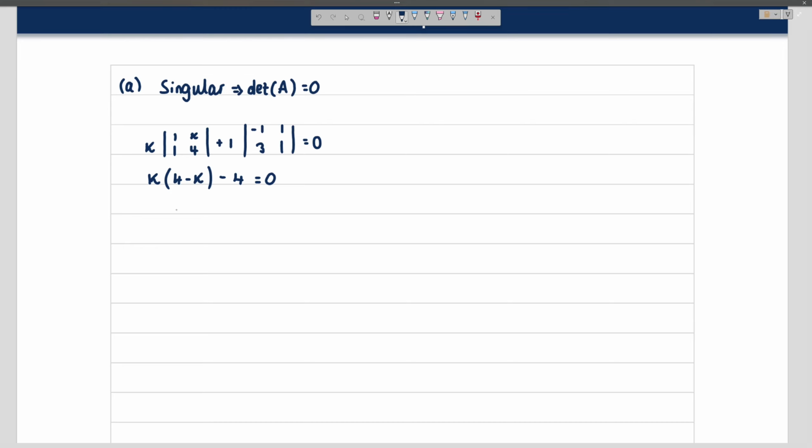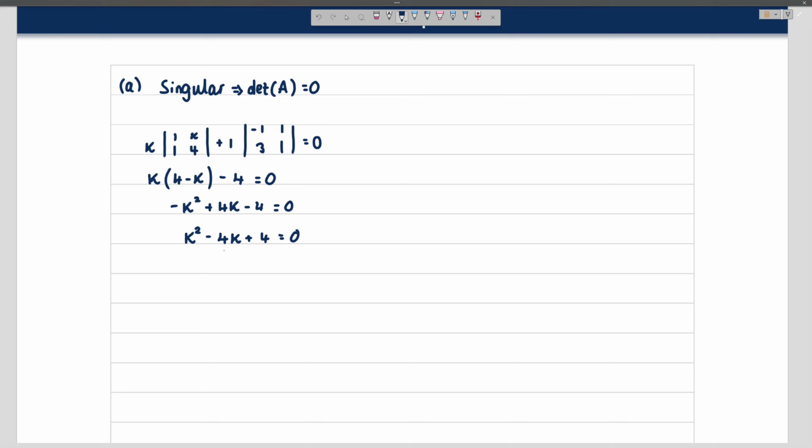So let's just expand here and simplify. So I get minus k squared plus 4k minus 4 is equal to 0, right? And what we want to do here is solve for k. So to make life a little bit easier here, let's just times through by minus 1. We get k squared minus 4k plus 4 is equal to 0, right?